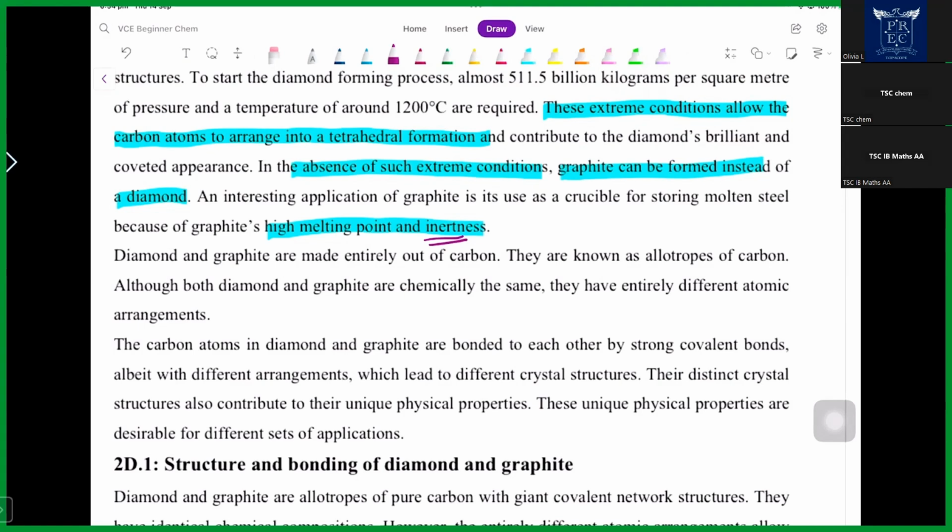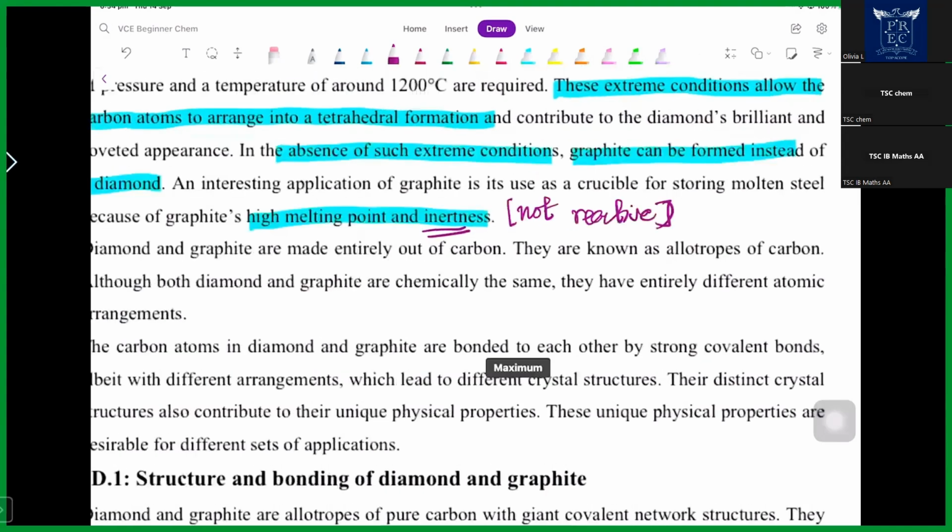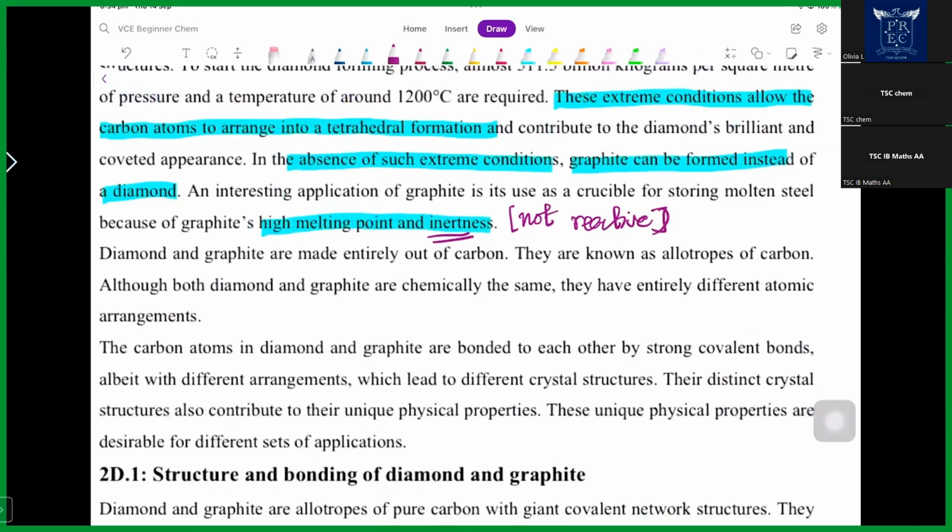Okay, so inert means not reactive. That means it will not react with most compounds. Inert means not reactive. Because of this property, we will use graphite in another application called electrolysis, which we will do in unit 3.